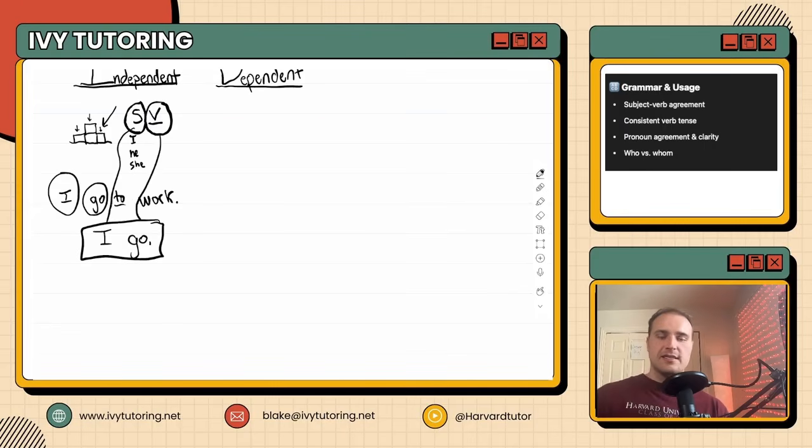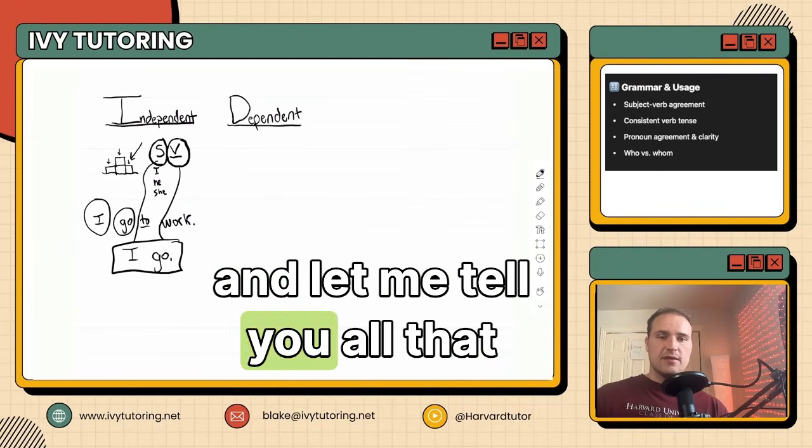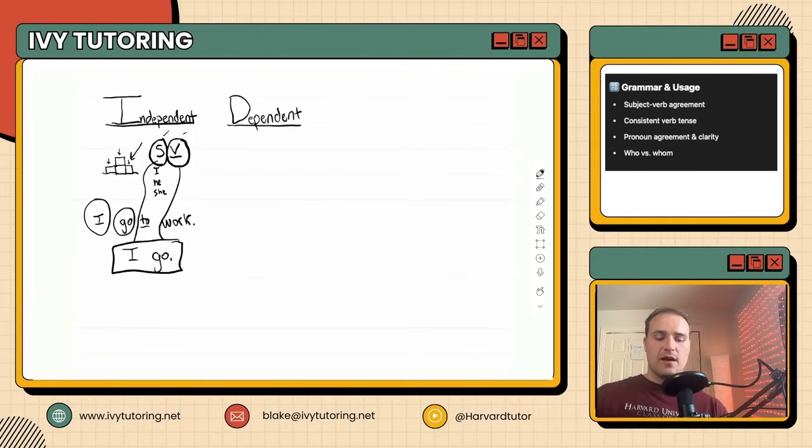A lot of people are going to try to tell you all sorts of other fancy stuff about independence and dependence. I've been doing this 6 years. Let me tell you, all that matters is we have a subject and a verb, okay? That'll get you all the way there on the ACT English.